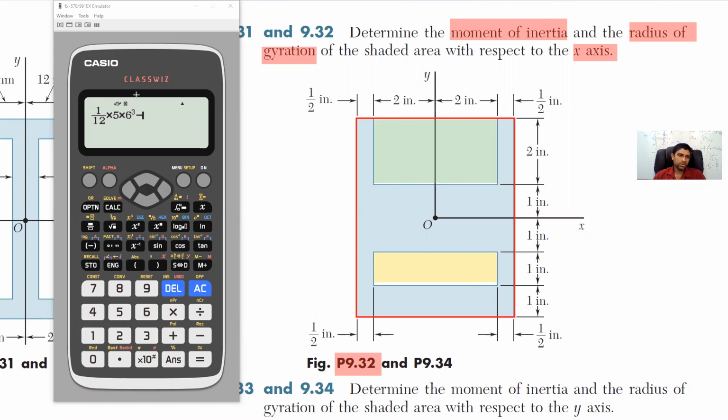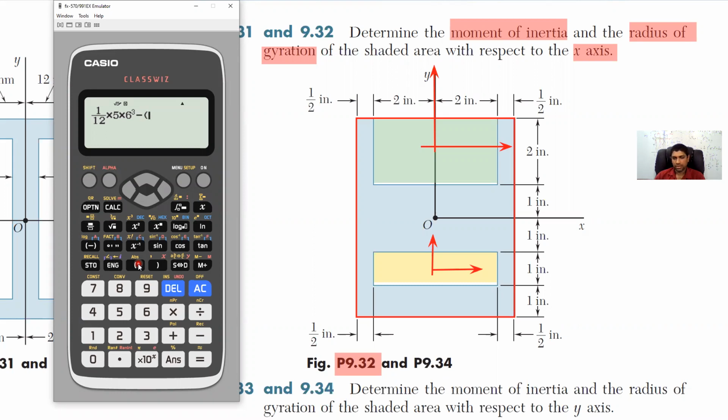To do that, we have to use the parallel axis theorem. If you know the parallel axis theorem, we use it to find Ix of the green color one and the yellow color one. I will put a bracket. Here I am going to write down the Ix of the green color one by using the parallel axis theorem.